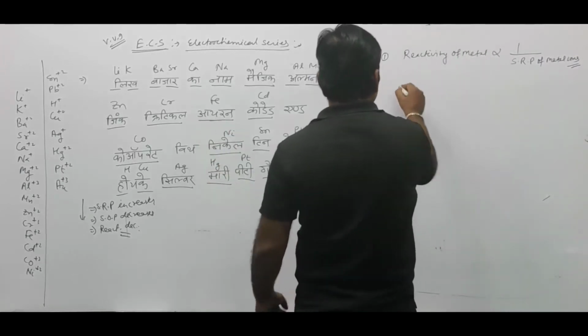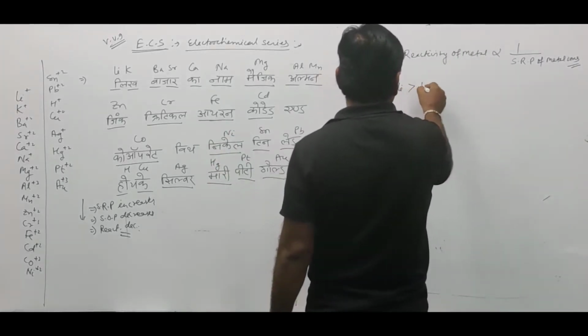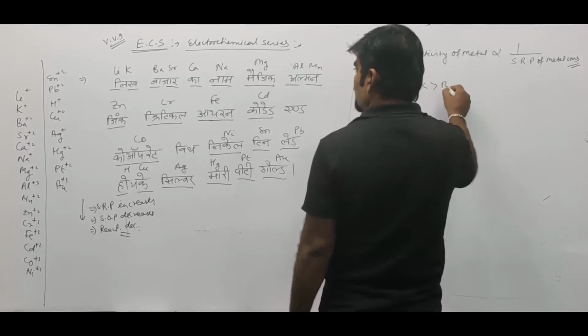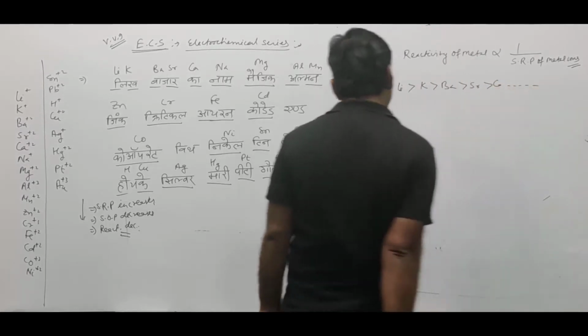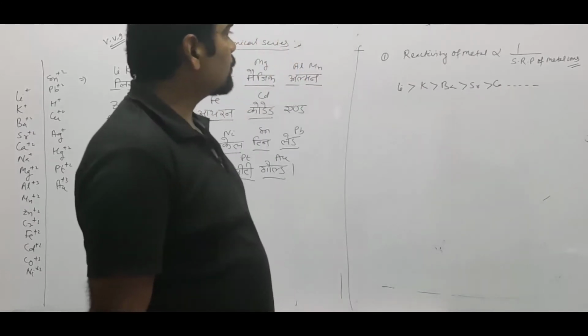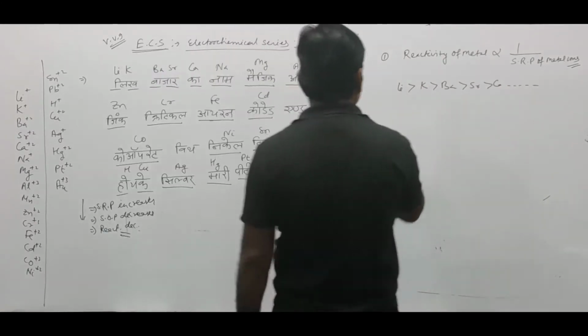Therefore, in the solution, lithium is more reactive than potassium, then barium, then strontium, then calcium, and so on. So, that explains the reactivity of metals.